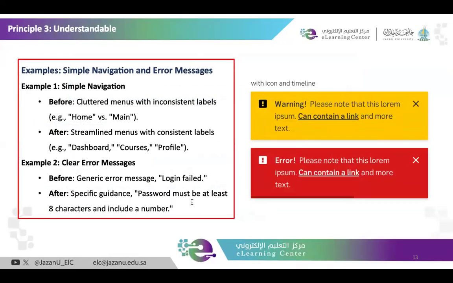So here is an example which can make it clearer what I'm talking about. That is a simple navigation and error message. Before, navigation menus were cluttered with inconsistent labels across pages, like "home" on one page and "main" on another page. After, you can see that the navigation is streamlined with consistent labels and logical grouping of items like dashboard, courses, profile.